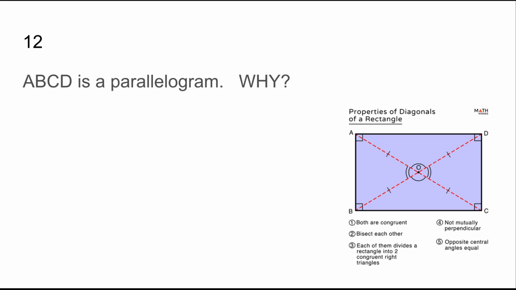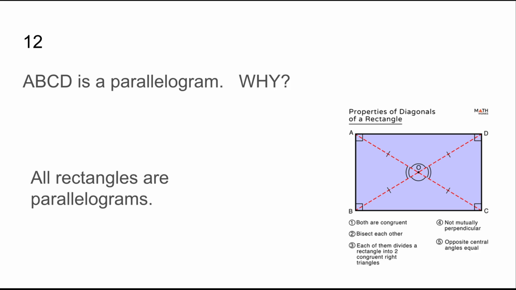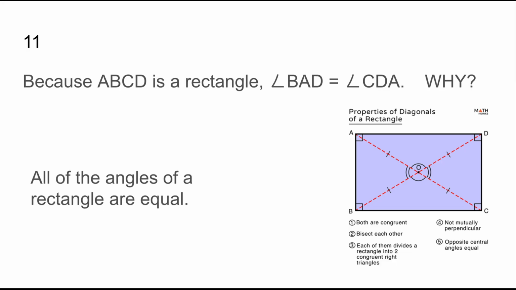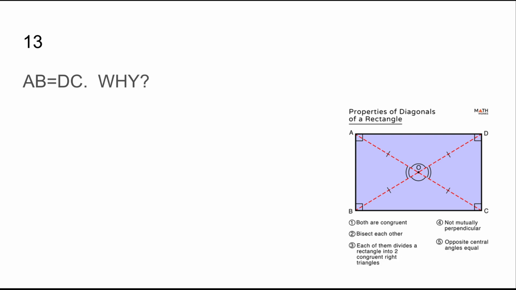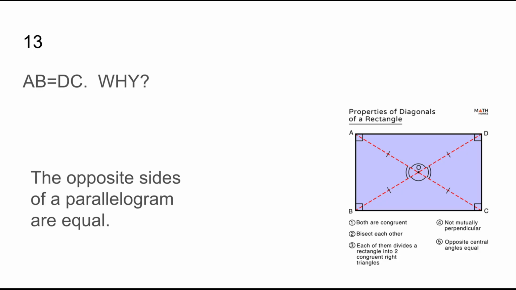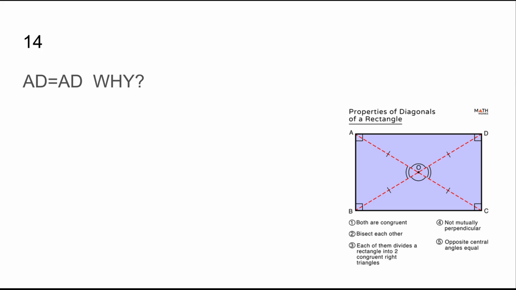ABCD is a parallelogram. Why? Well, all rectangles are parallelograms. So once we realize that it's a rectangle, we know, therefore, it's a parallelogram because the opposite sides are equal and the opposite angles are equal. AB equals DC, these opposite sides. Yes, the opposite sides of a parallelogram are equal. AD is equal to AD. Oh, when it says the same thing on both sides, it is the reflexive axiom.